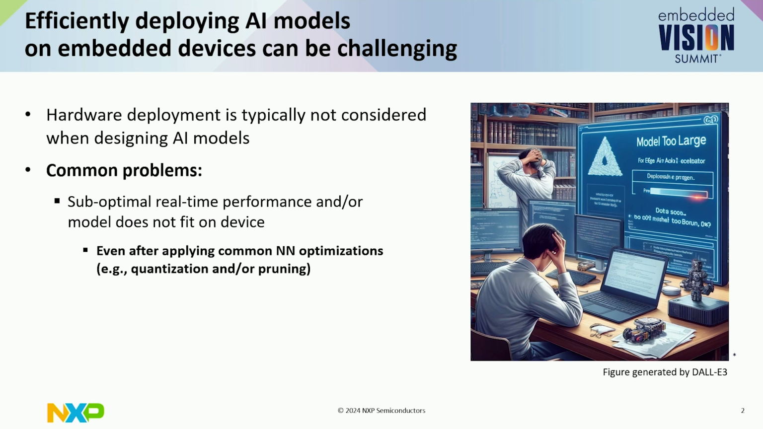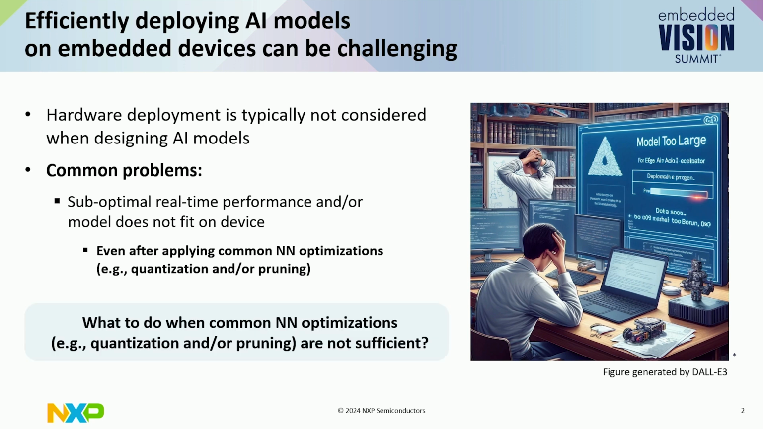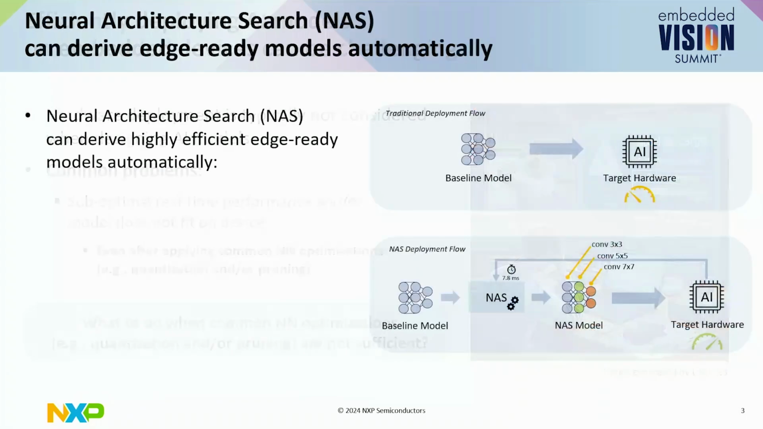And this typically happens even after applying common neural network optimization techniques like quantization and pruning. So one of the questions one may ask at that point is, what to do when these so-called common optimization techniques like quantization and pruning are not sufficient? This is where neural architecture search, or NAS for short, comes into the picture, because NAS is a more advanced optimization technique that aims to derive highly efficient edge-ready models automatically.